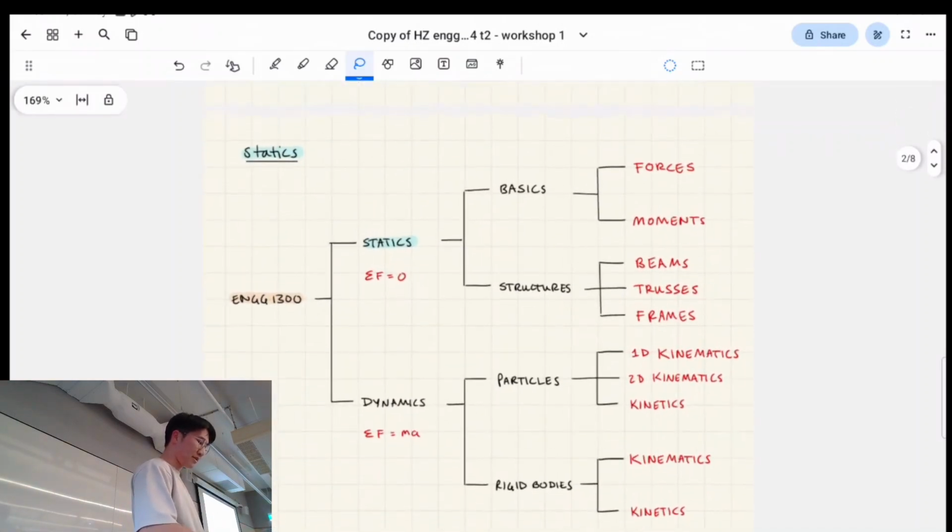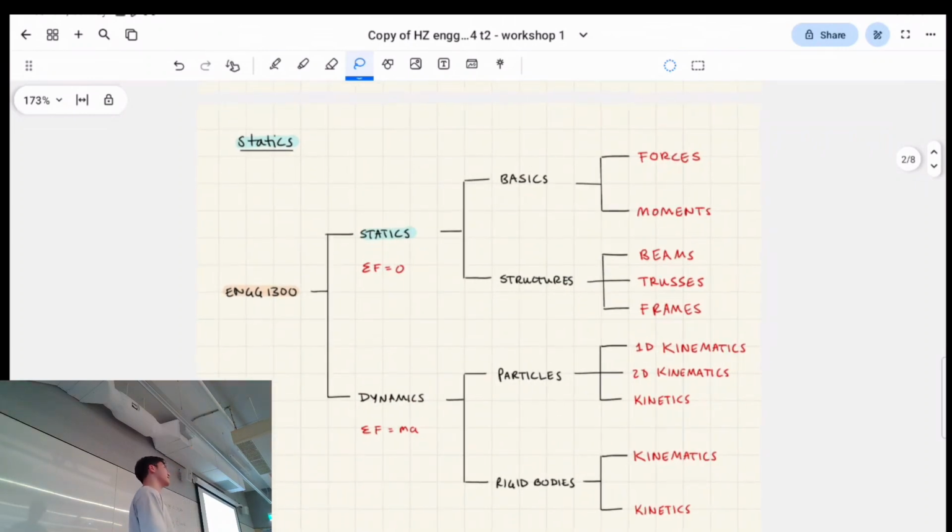Now, the first thing I've done is I've just broken down the course in terms of the very basics. I haven't gone into details, but I like to do tree diagrams because it's very visual. It's very easy to see where this course is going. So the course is broken up into statics and dynamics, right? And the first part we learn about is statics.